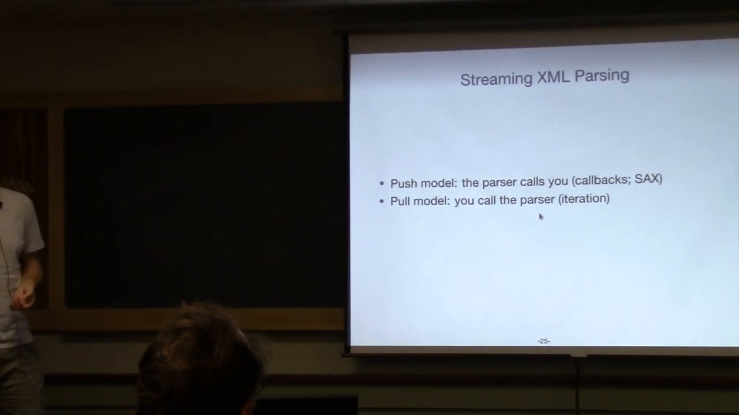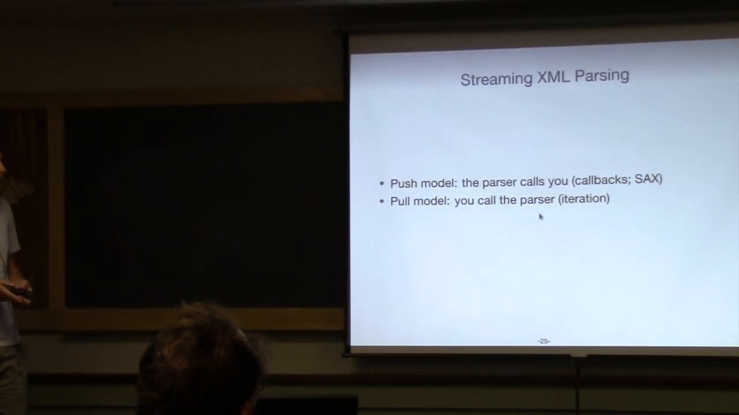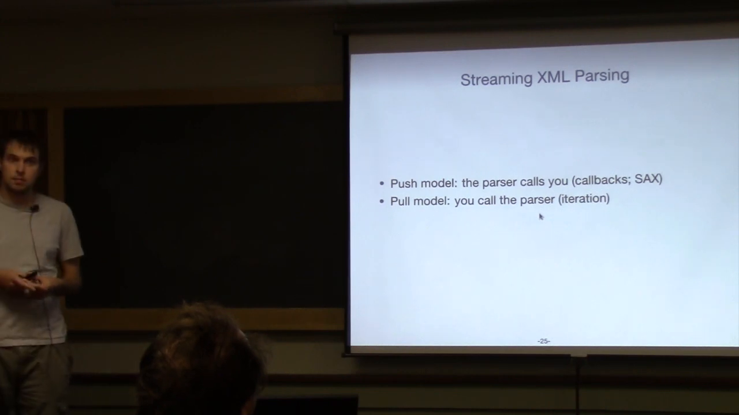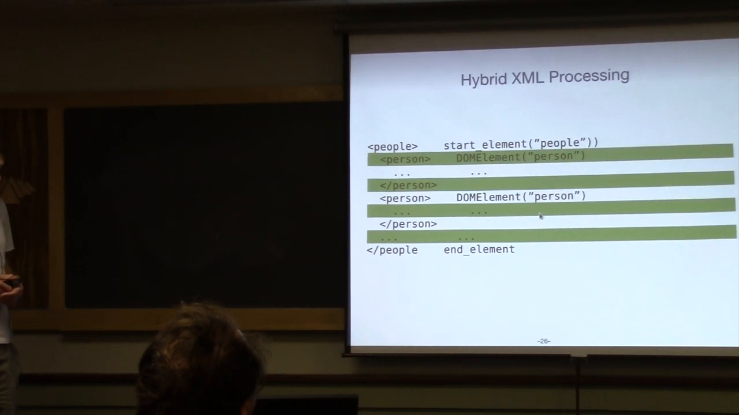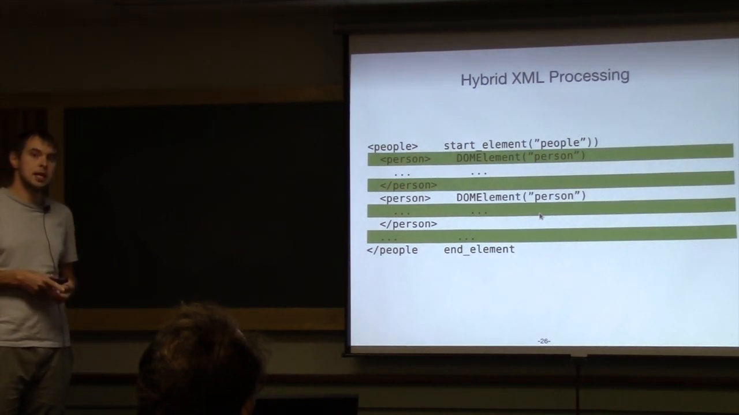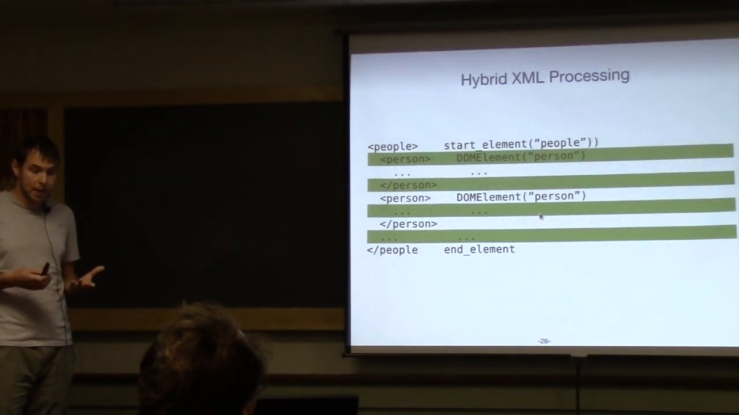The most commonly used push API is SAX, or Simple API for XML. There's no really established pull API. There are also hybrid, partially in-memory, partially streaming parsers and serializers that try to deliver the benefits of both models without any of the drawbacks.